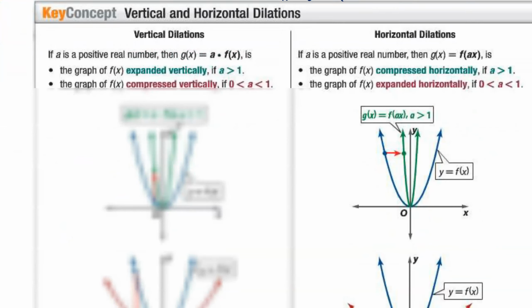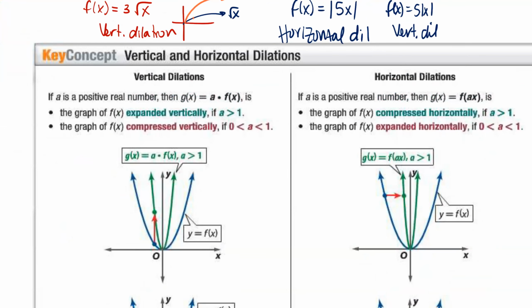Vertical and horizontal dilations. Vertical dilations. If a is a positive number, you're multiplying the whole function by it. What you're literally doing is expanding it or compressing it vertically. It just depends what you're multiplying by. If you're multiplying by a half, you're literally going to compress it vertically because every y value is now half of what it used to be, right? Let's try that again. If you have y equals x squared and you multiply by 1/2, every single y value is now half of what it used to be. So it's going to be compressed vertically.